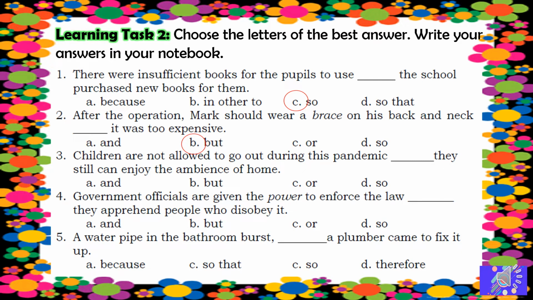Number 3, children are not allowed to go out during this pandemic. The conjunction is letter B, but they can still enjoy the ambience of home. And number 4, the conjunction is letter C, or. Government officials are given the power to enforce the law, or they apprehend people who disobey it. And number 5, a water pipe in the bathroom burst. Therefore, a plumber came to fix it up. The answer is letter D.